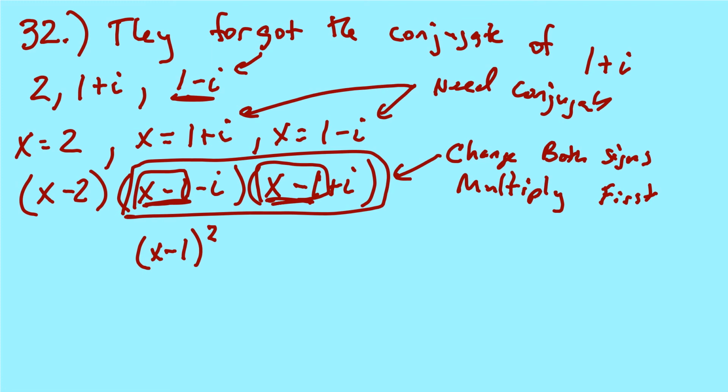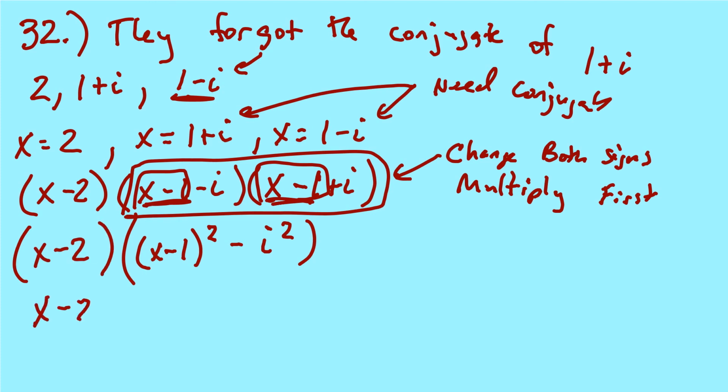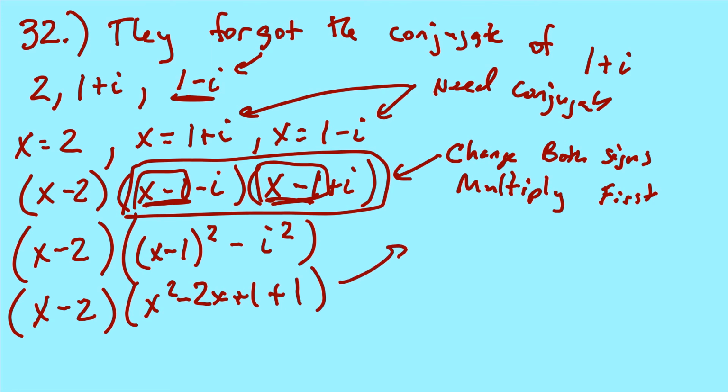And then it's minus i squared. That's the shortcut. x minus 1 squared is x squared minus 2x plus 1. Minus i squared is plus 1. So this becomes x minus 2 times x squared minus 2x plus 2.